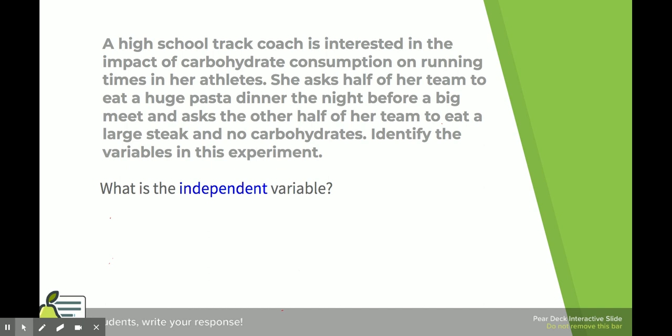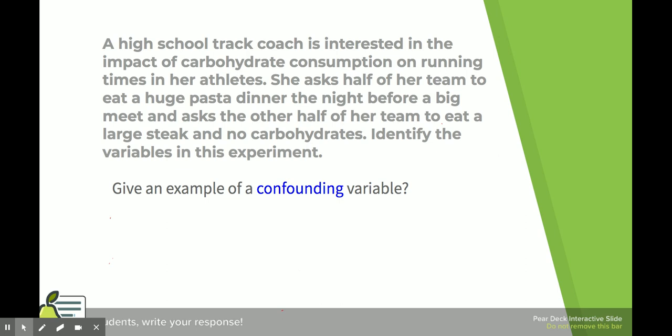Okay, in this case, one way you can help determine is notice that she put them into two groups. Half ate a big pasta dinner, the other half ate a large steak and no carbs. If you look at what's different about the groups, that difference is the independent variable. So in this case, it's what did they eat? The amount of carbohydrates they ate. Okay, finally, give an example of a confounding variable. Go ahead and type.